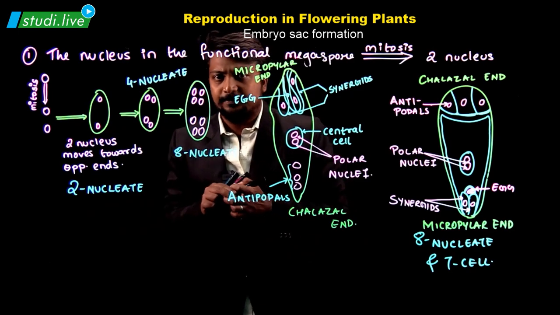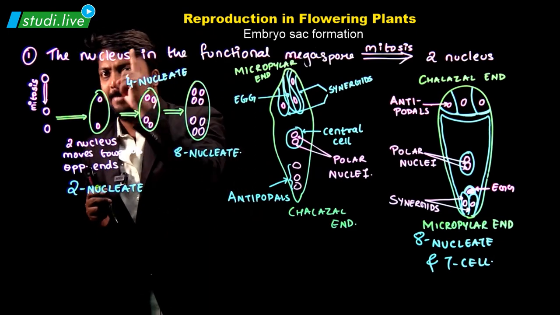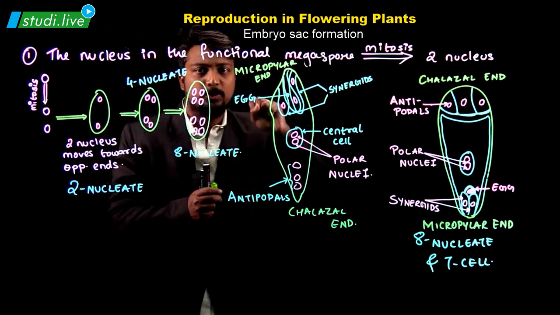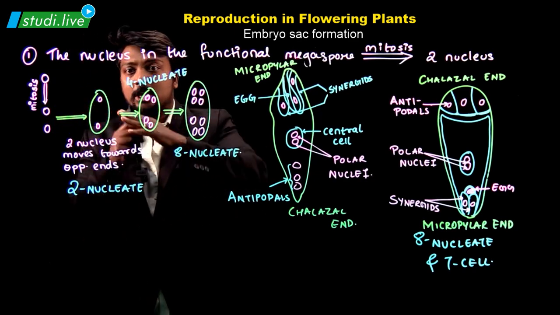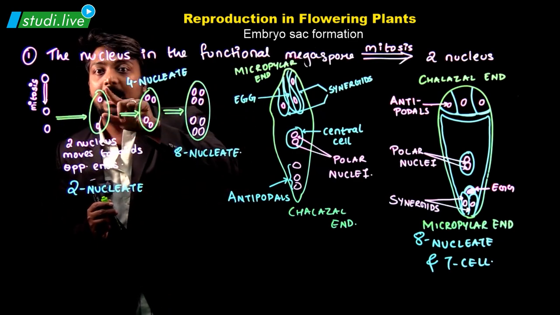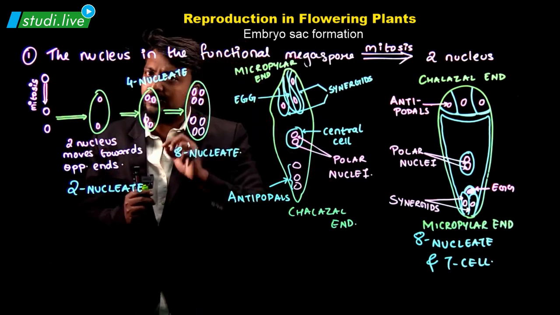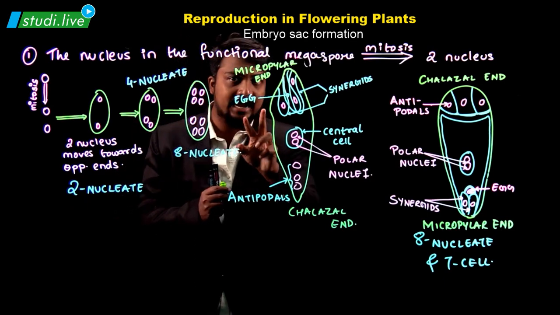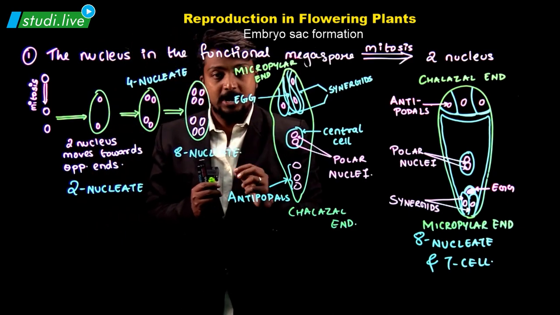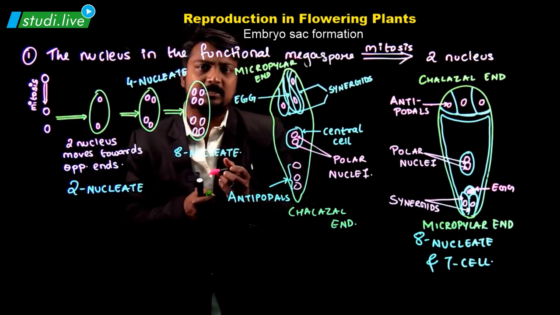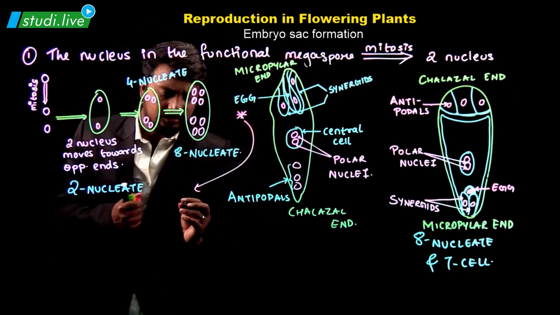So now let us understand what happens here. We have one nucleus. From that one megaspore that is functional, we take that nucleus. That nucleus undergoes mitosis. We get two nuclei. Now these two nuclei go in the opposite direction and get attached in this way, so that we call this a two nucleate phase. That is, the two nuclei are in the opposite direction. Now mitosis happens again and again, two times. So from here we get four nuclei, and from here we get eight nuclei. Now after this eight, something happens. What happens? The nuclei are arranged, right?